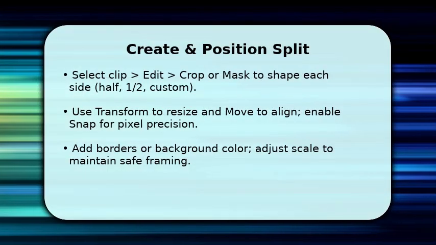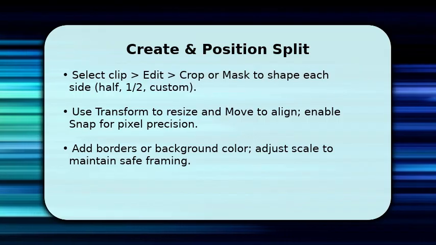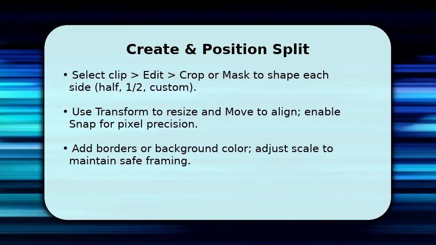Next, focus on shaping and positioning. Select a clip, choose Edit, then Crop or Mask, and pick a rectangle or custom mask to make one half of the screen. Make sure to use Transform to resize and move to align the visible areas, and enable Snap so edges line up precisely. Once both clips sit side by side, add a thin border or background color to separate them visually. This avoids overlap and preserves heads and important elements within the safe frame.